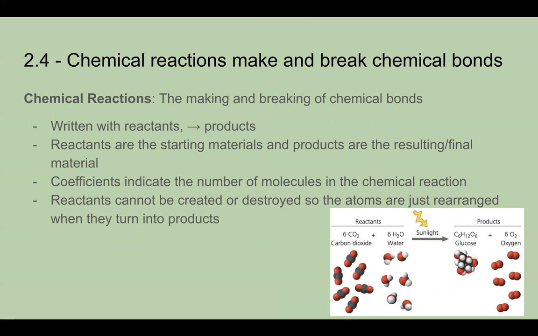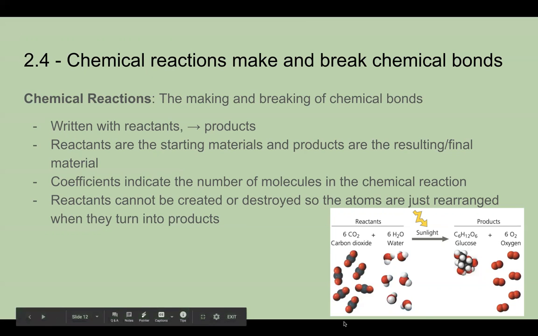Atoms cannot be created or destroyed, so the atoms are just rearranged when they turn into products. This does sound similar and is because of the law of conservation of mass, kind of like how energy can't be created or destroyed, but just rearranged and transferred. Sometimes there is a double arrow, which means that products can reverse back into reactants, but that is for a later date. Here you can see just an example of the reactants and products of photosynthesis. And as you can see, if you were to count them, there are equal molecules on each side.